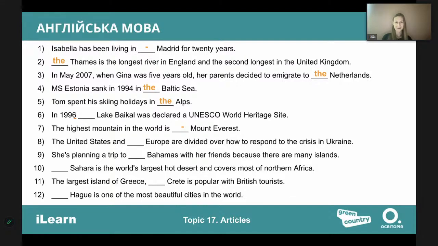Be careful. Number 8. No article. Exactly. Europe is a part of the world. No article needed. Number 9. She's planning a trip to the Bahamas because it's a plural form or a group of islands. It's not one island there, right? Number 10.